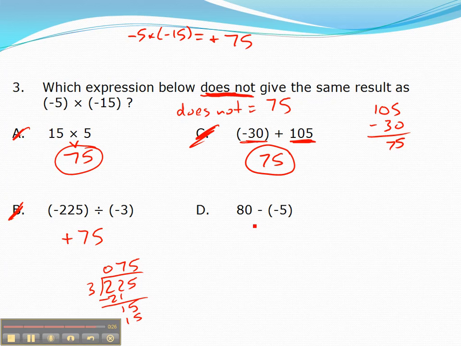80 minus -5. Anytime we have integer subtraction, we need to change to addition. So we don't change the first integer at all. We change subtraction to addition, and we change the second integer to its opposite. So 80 plus 5 is 85. And there it is. That's the one that does not equal 75.